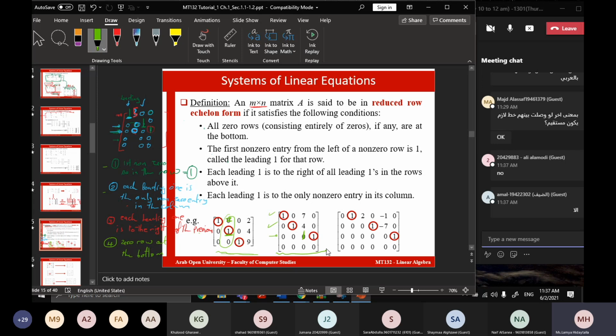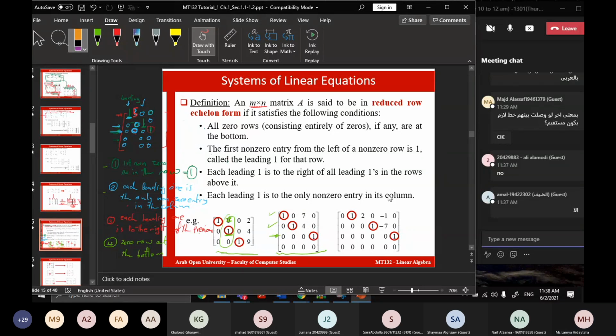No. Right. Why? Because in this case, if it happens like that, then for this row, the leading one is this one, not that one. It is this one, the first non-zero entry after the zeros. If this is the leading one, what should happen? Here this should be zero and this should be zero. So in this case, the matrix will not be in the reduced echelon form.